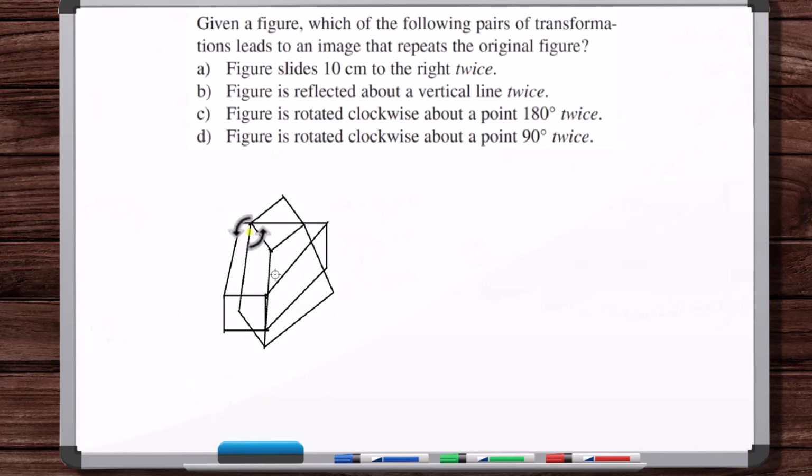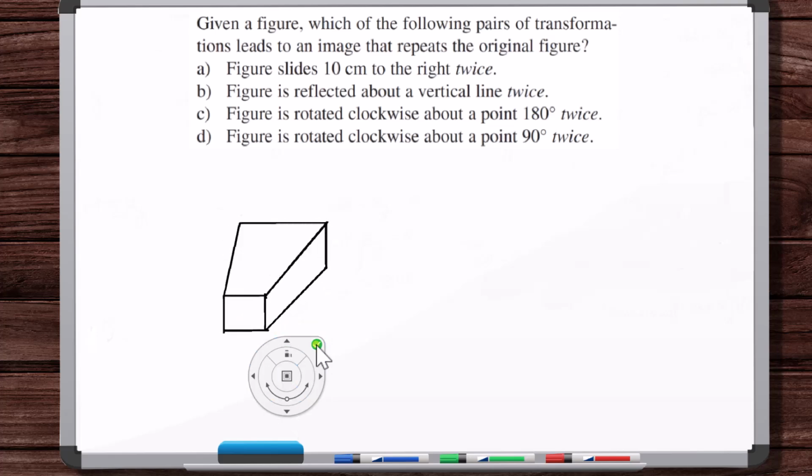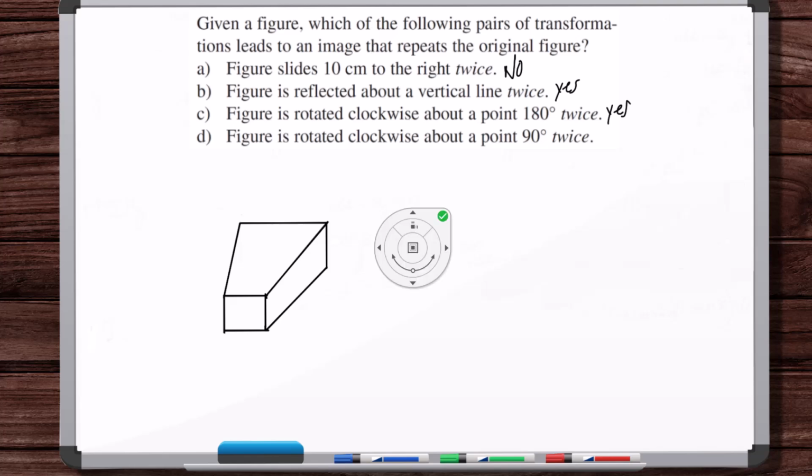Same thing, though. So there's 180 degrees clockwise. Don't get the same figure. Now rotate it 180 degrees clockwise again. There you go. You get the same figure back. Now, rotating it 90 degrees clockwise about any point, we could rotate it about any point, and we get the same result.